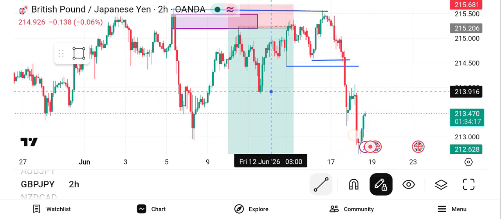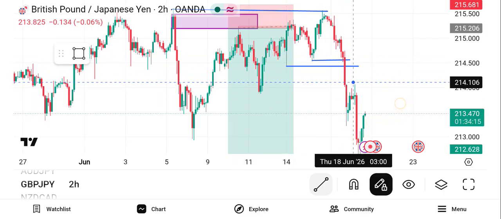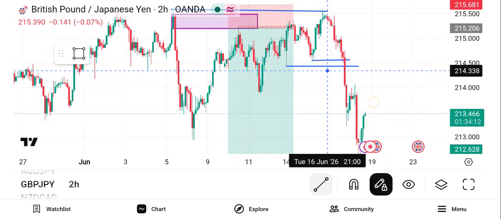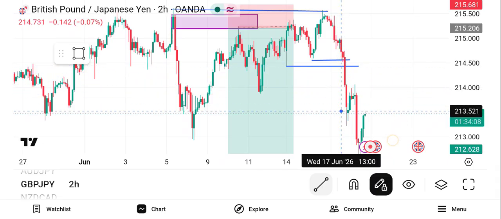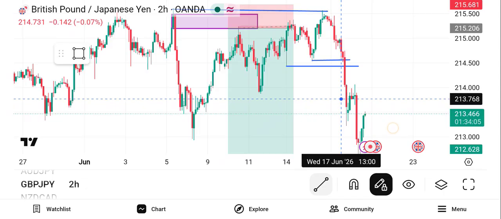Let's check if you take out this zone. No. This candle, this bearish candle here, took out this zone and then took out this zone, gave us what we call a double break of structure. So after the double break of structure, the next thing to look out for is our inducement.